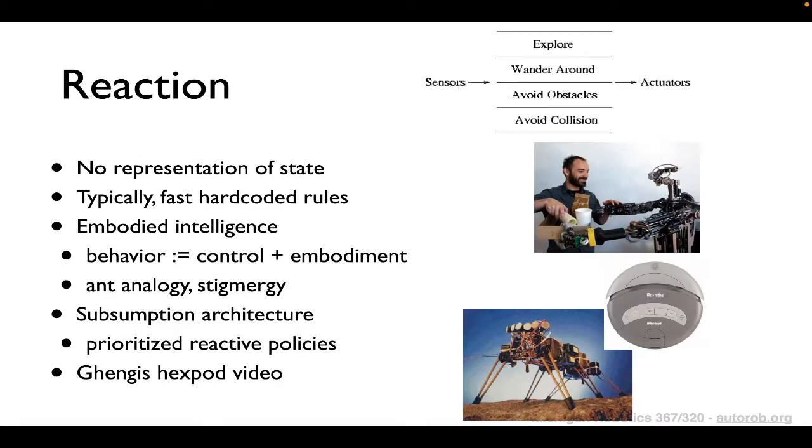On the flip side, with reactive planning, the core distinction is that there's no formal representation of state. It gets embedded in this sort of embodied intelligence that's built into the controller itself, where that embodied intelligence is the result of the set of hard-coded rules embedded within this subsumption architecture. And so ultimately the behavior that's produced within the robot that we would observe is the combination of the control output with that embodied intelligence within the subsumption architecture.